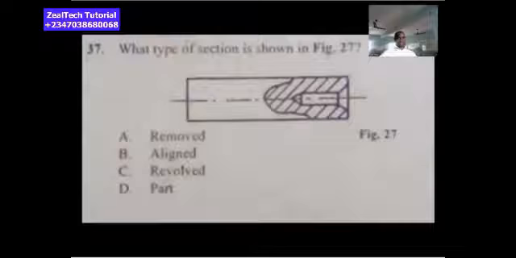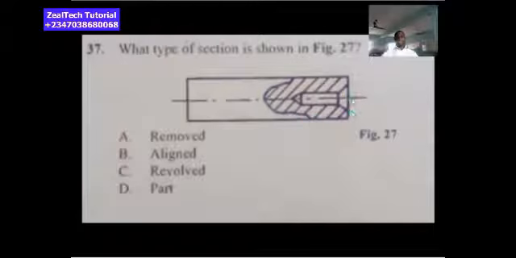37. What type of section is shown in figure 29? All right, the answer is what? It is a part section. Part section, not removed. It is part section, where you cut a little part and tear it away so that you can show the little part. You can remember there's a question we answered earlier. I talked about limit of partial view. You see, this is the limit of partial view.